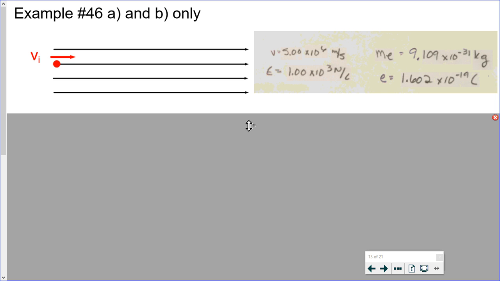Okay, so here is my picture of the situation, and those black lines here are showing us the direction of the electric field. And I have my charged particle here, which is an electron, so it has a negative charge, with a velocity that is along the field line. So you'll notice that velocity is in the same direction as the electric field.